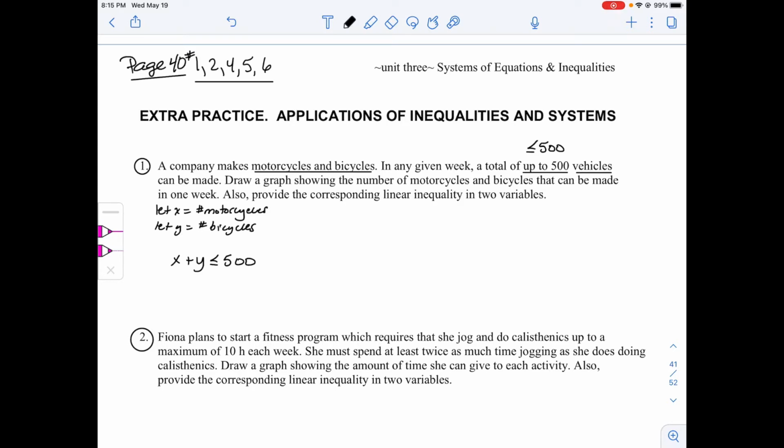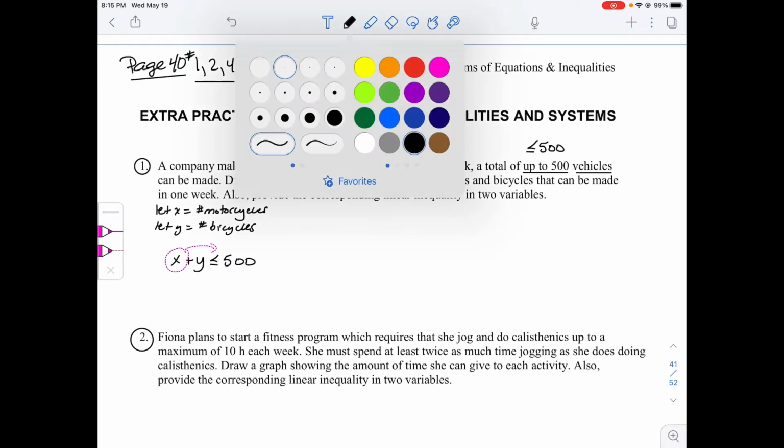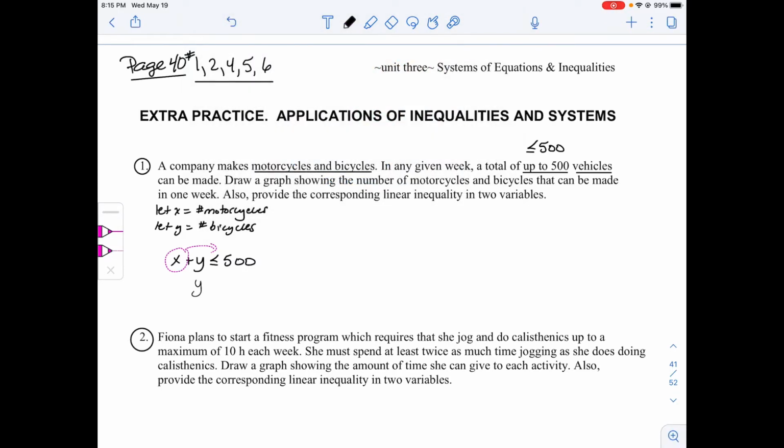If we wanted to draw this, there's a couple of ways we could think it through. I could think of this in y equals mx plus b form. So y is less than or equal to negative x plus 500. Let's keep that inequality sign for now.